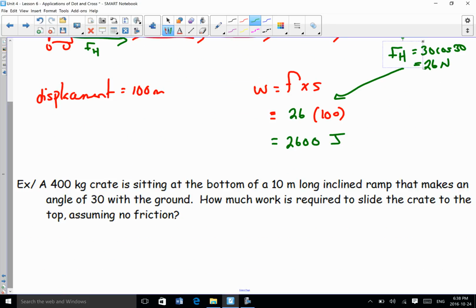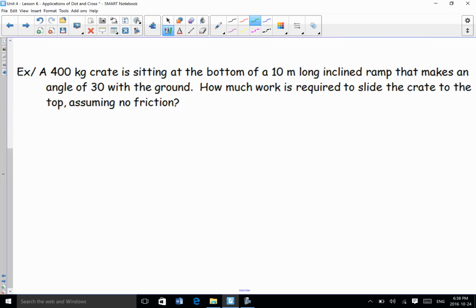Try a second one. I've got a 400 kilogram crate sitting at the bottom of a 10-meter long inclined ramp. So we have a ramp. It's sitting down here at the bottom, and we're trying to push that thing up the ramp. Our ramp is 10 meters long. It makes an angle of 30 with the ground, so we can put 30 in here. How much work is required to slide the crate to the top, assuming no friction?